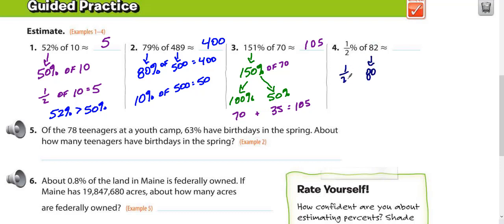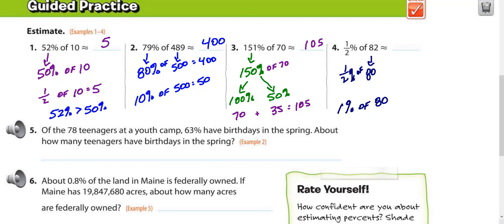So I'm thinking 0.5% of 80. Now, I'm not going to round my 0.5% all the way up to 1%. That would give me, I'd be doubling my number. That wouldn't give me a good estimate. However, I am going to use 1% of 80 to get the 0.5%.